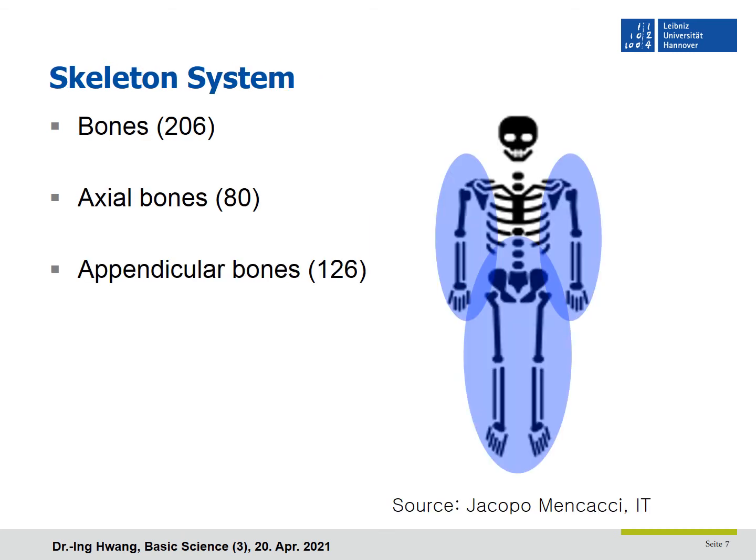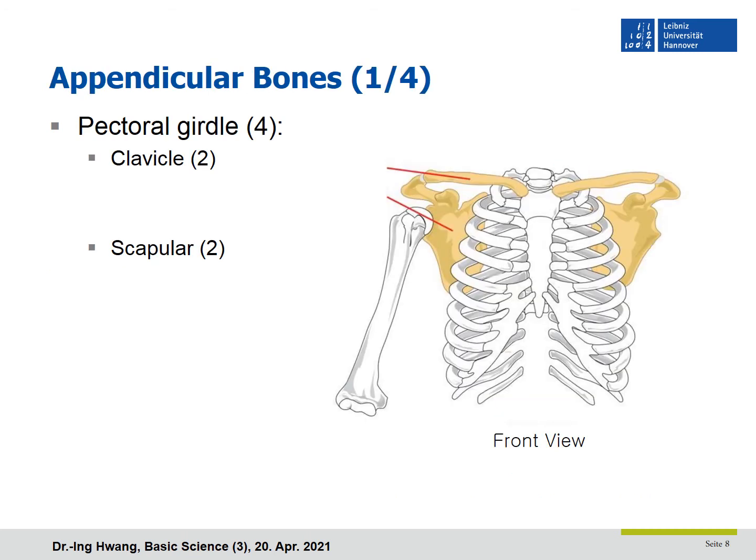We are moving on to the appendicular bones. The appendicular bones consist of the pectoral girdle, upper limbs, pelvic girdle, and lower limbs. Here is the pectoral girdle. Near the sternum and ribs, there are the clavicle and scapula. They play an important role in moving the shoulder. So there are 2 clavicles and 2 scapulae.